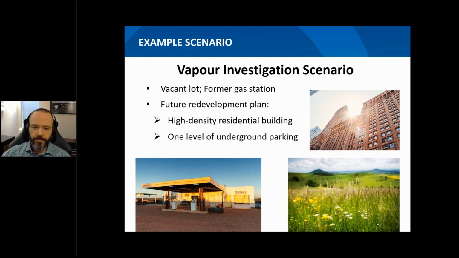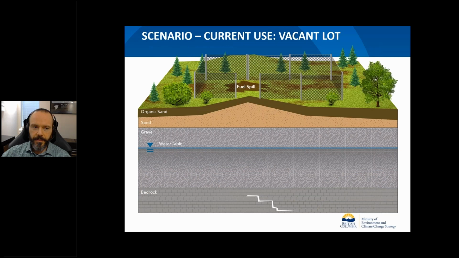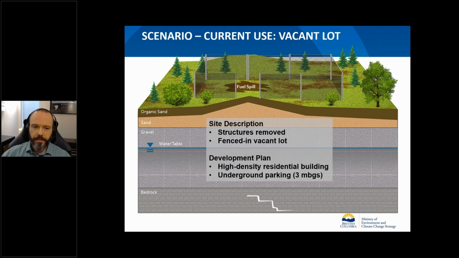Redevelopment plans include construction of a high-density residential building with 1 level of underground parking. On this slide, we'll consider the vapor investigation scenario using a conceptual vapor model. Let's first consider the site description and development plan. The former structures were removed and the site remains as a fenced-in vacant lot. The owner plans to obtain a certificate of compliance and develop a high-density residential structure with one level of underground parking, with a foundation base at 3 meters below ground surface.